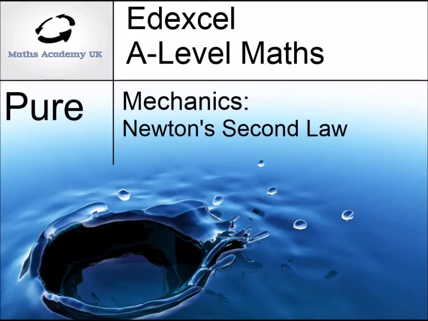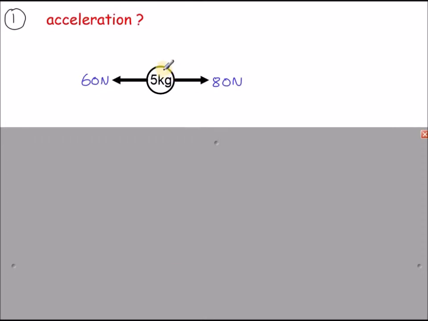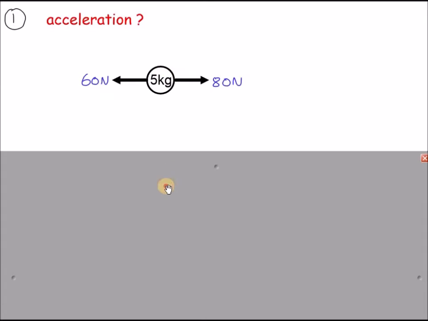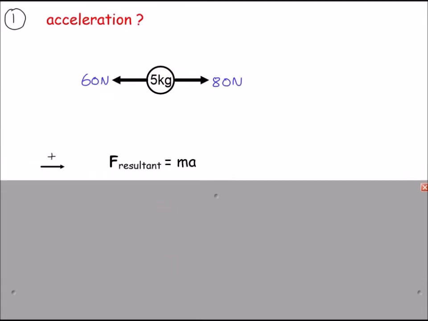Newton's second law of motion. Example 1. What's the acceleration on this mass? So F resultant equals ma.